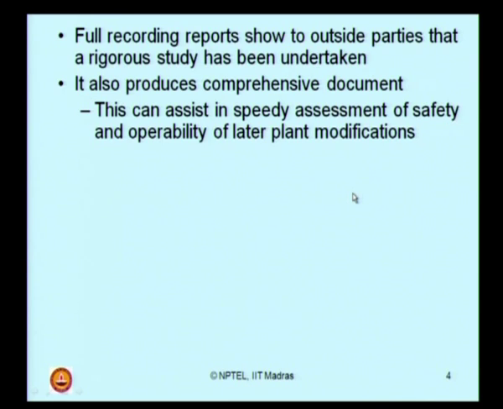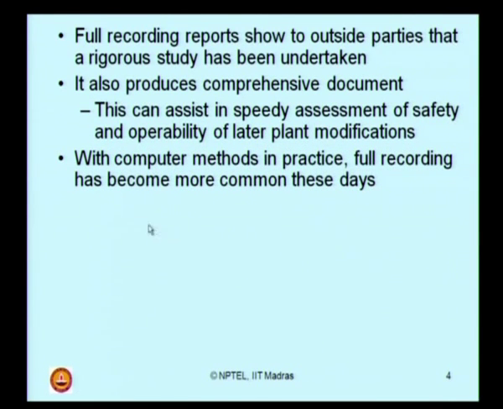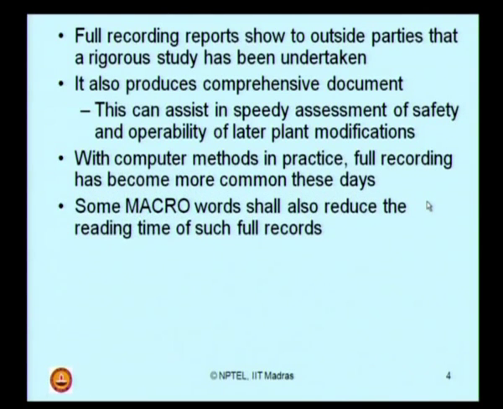So, full recording gives a complete detail about the existing scenario of the plant, therefore, we can say it is a very comprehensive document. Now, with computer methods in practice, full recording has become more common these days. There is software by which you can prepare or generate a Hazop report in a full recording module. We will be discussing that in the next lecture, but with the use of these kinds of software applications, full recording has become more common these days.